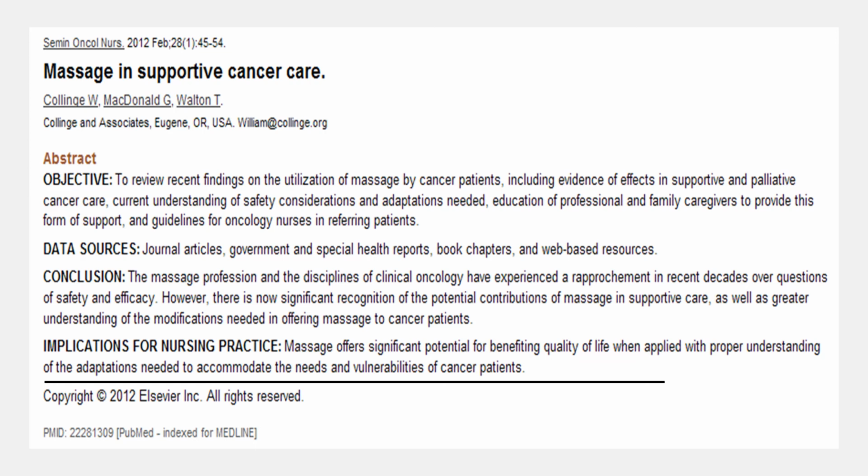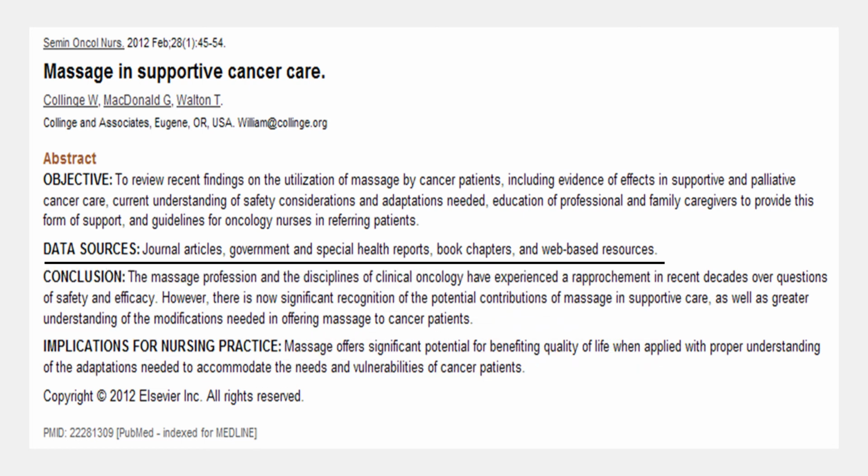So here we can see that the objective is to review recent findings on the utilization of massage by cancer patients. One of the reasons why we know that this is a narrative study is because of the data sources. So they're compiling a bunch of information from journal articles, government and special health reports, book chapters, and web-based resources. So it's not critically appraised. They're not critically appraising specific research. They're taking a whole bunch of information, they're putting it together, and then they're reporting on that.